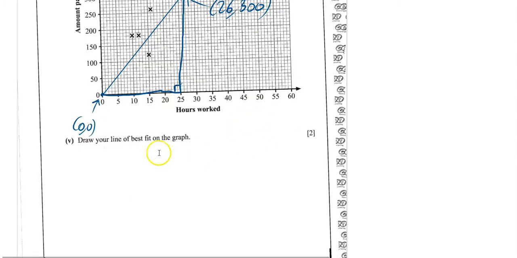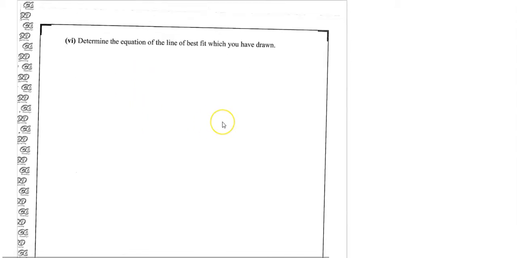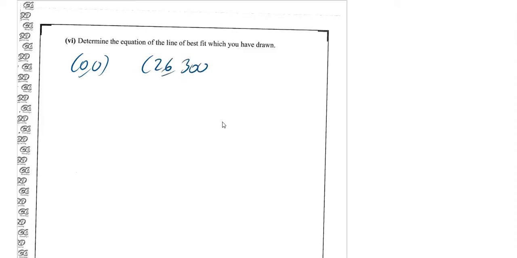So draw your line of best fit on the graph. On that, we have to determine the equation of the line of best fit. So our 2 points are 0, 0 and 26, 300. It's a straight line, y equals mx plus c. I can easily see my intercept is 0, 0, but just in case they want you to do it a different way, or it was a question where you couldn't go through the origin, I'm going to show you how you would do it by subbing in a point.